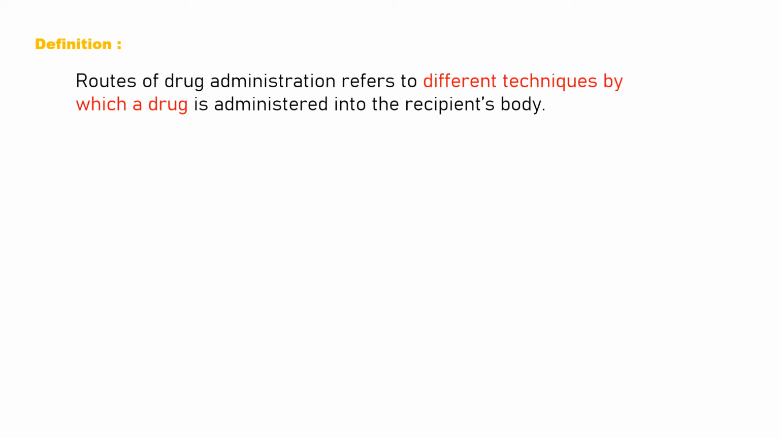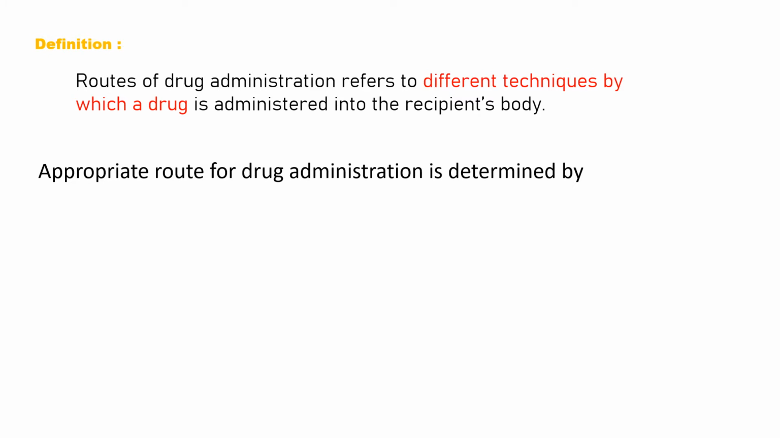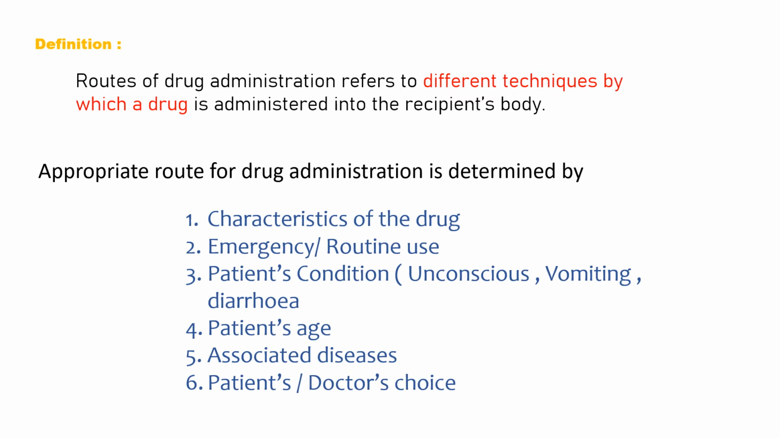Routes of drug administration refers to different techniques by which a drug, an exogenously administered chemical, is administered into the recipient's body. So the appropriate route for drug administration at any given time is determined by various factors like characteristics of the drug, emergency use or routine use, patient's condition, whether he is unconscious or there is recurrent vomiting, or there is loss of fluid like in diarrhea, and the patient's age, associated diseases, or sometimes patient's choice or doctor's choice.